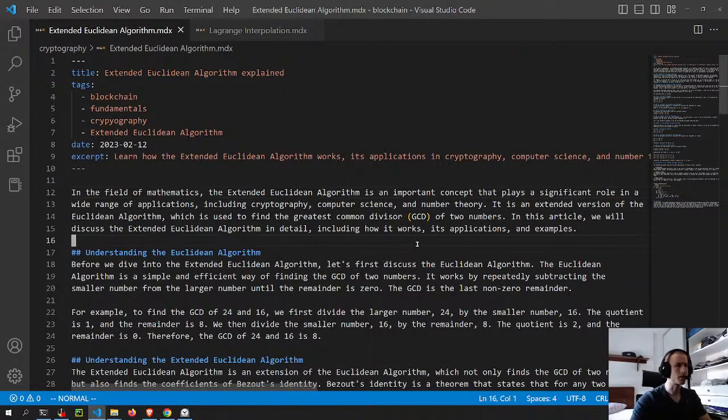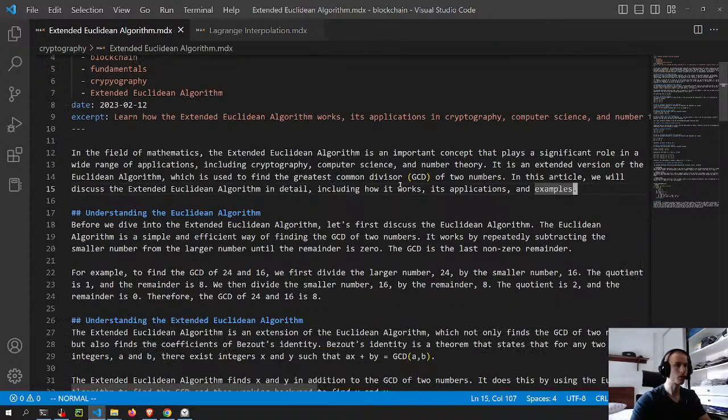In the field of mathematics, the extended Euclidean algorithm is an important concept that plays a significant role in a wide range of applications, including cryptography, computer science, and number theory. It is an extended version of the Euclidean algorithm, which is used to find the greatest common divisor of two numbers. This thing I remember seeing a bunch of different times in a bunch of situations, even back in the day in school or in college. I think I've seen this a lot, but I don't remember really well how it works.